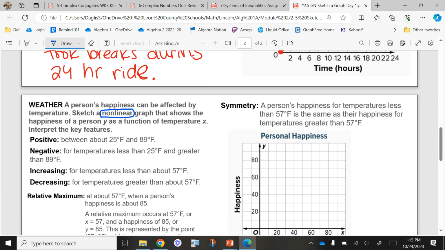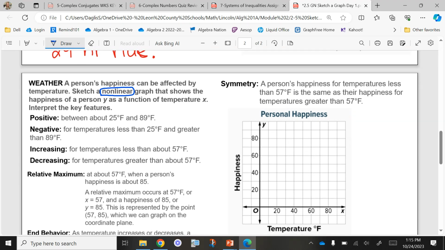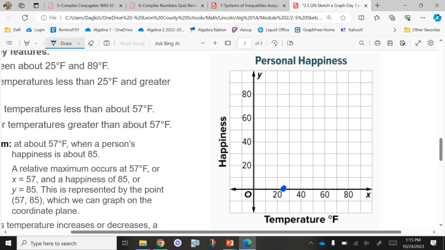Okay, so details that they have given me. We have a positive and a negative. Remember, positive means positive y values. Negative means negative y values. Okay, or above or below the x-axis. Okay, so we are positive in between 25 degrees Fahrenheit and 89 degrees Fahrenheit. Okay, 25 degrees, would you agree is about right here-ish? Yeah. Looks like those are counting by tens. And then 89, so about right here-ish. Okay. So between those two temperatures, it's positive.